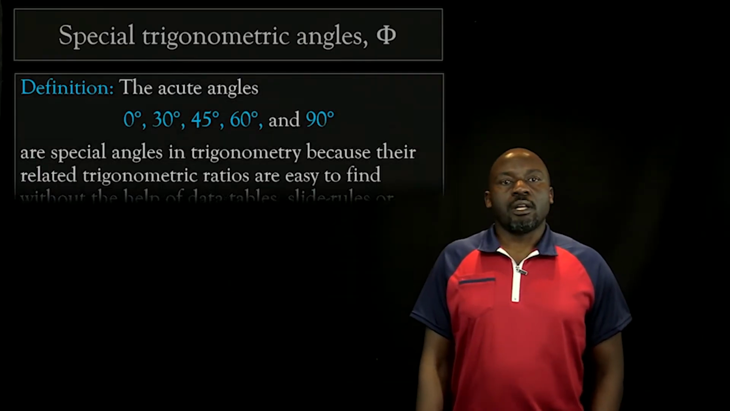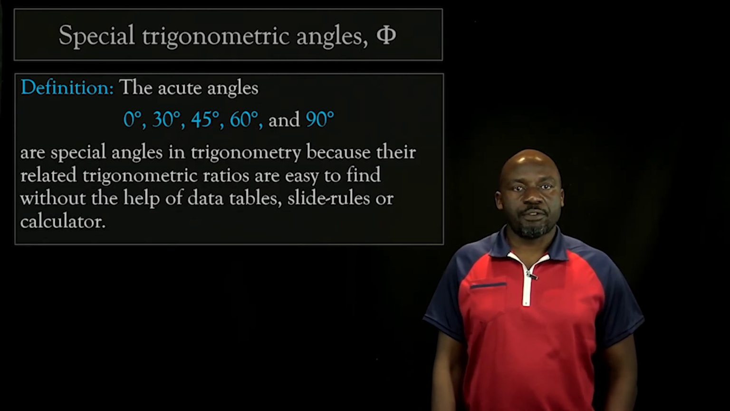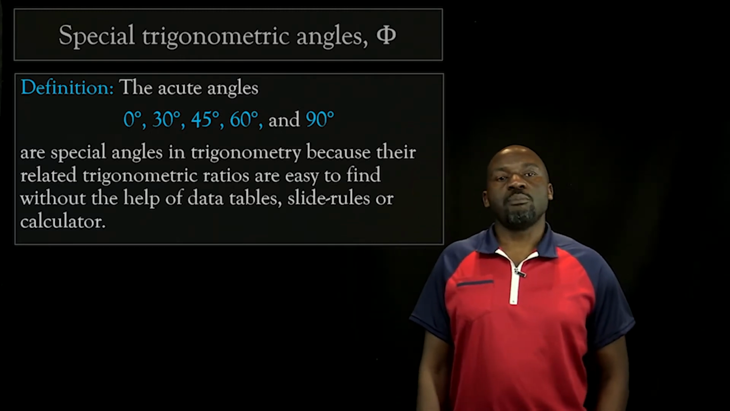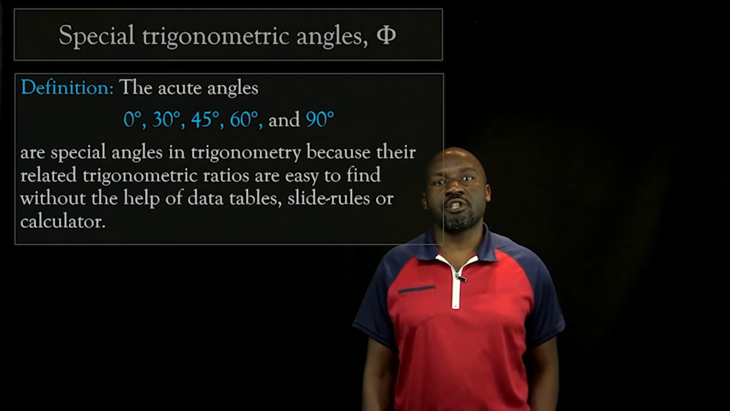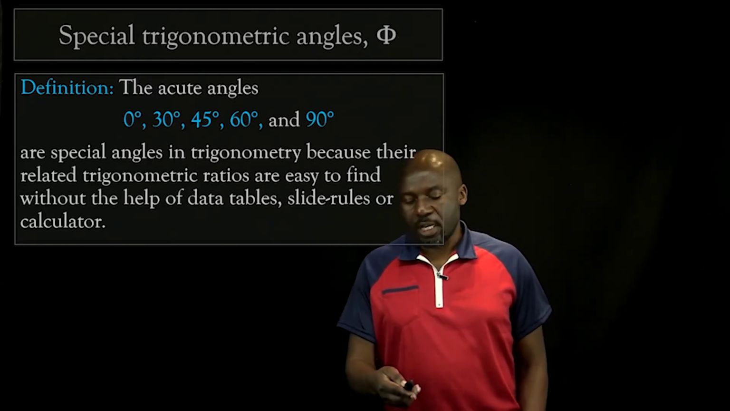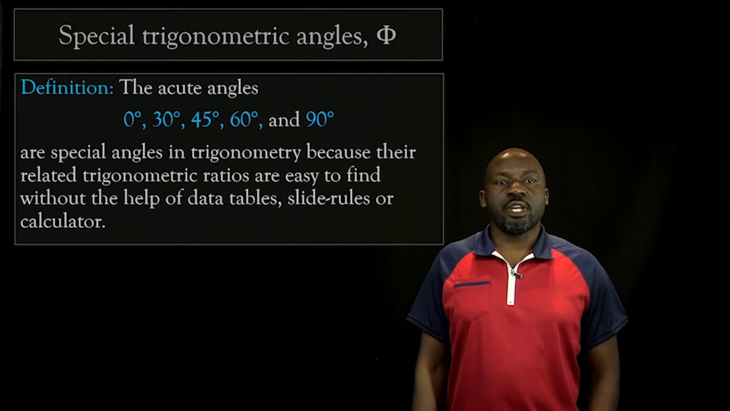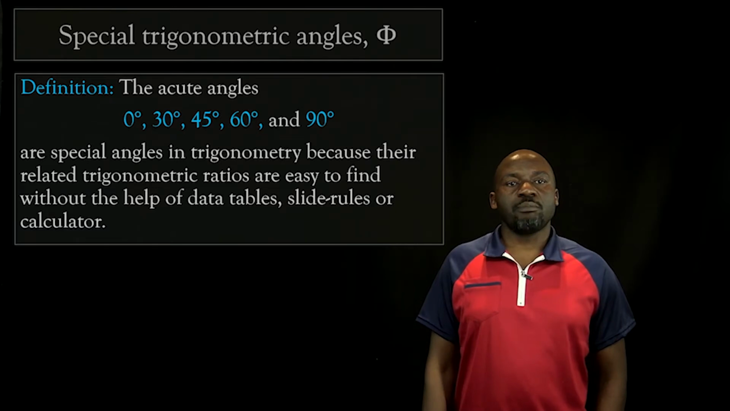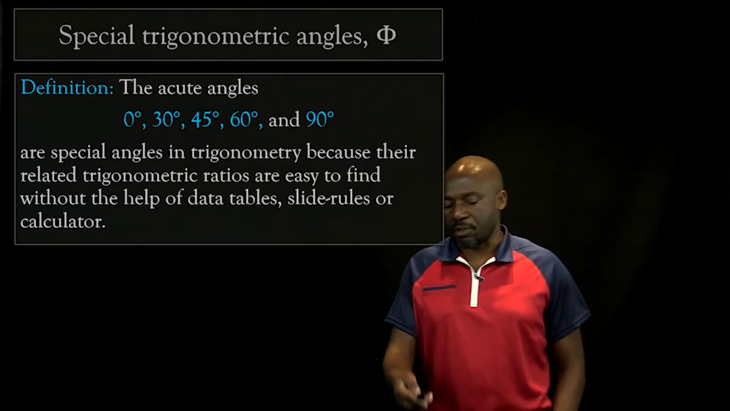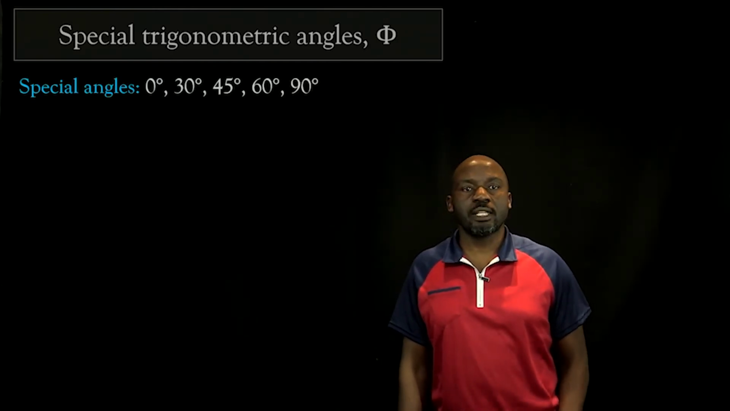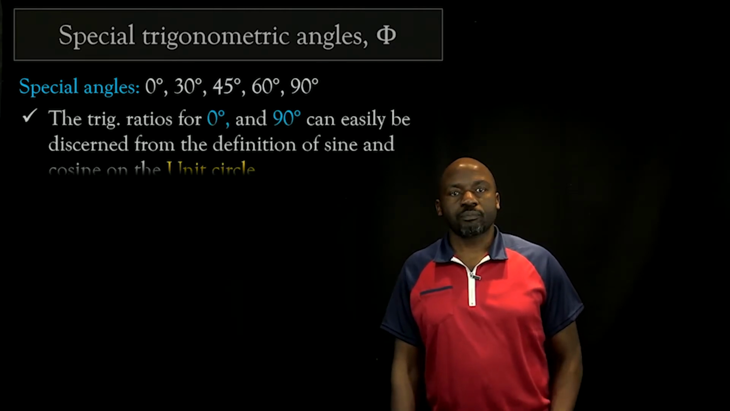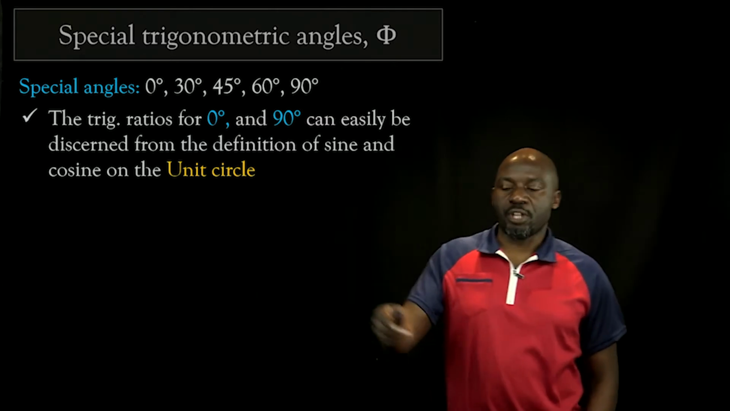Now, the angles 0, 30, 45, 60 and 90 degrees are referred to as special trigonometric angles because it is possible to determine the trig ratios without the help of a calculator or a slide rule or even a logbook. Okay? Let's start with the angles 0 and 90, and this is simply because they can be easily defined on the unit circle. What do I mean by this?